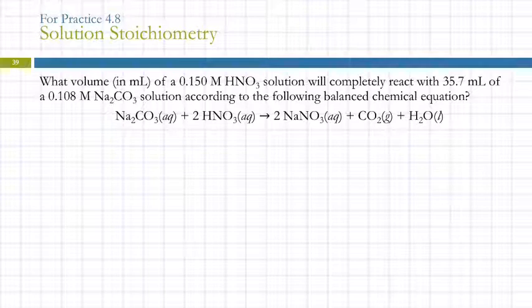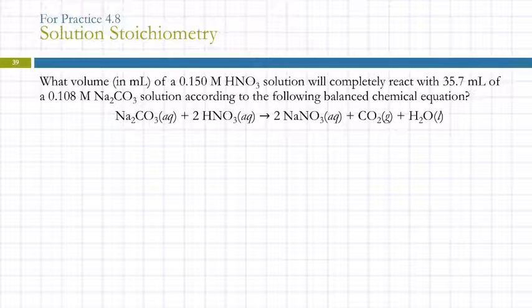So here's an example. What volume in milliliters of a 0.150 molar nitric acid solution will completely react with 35.7 milliliters of a 0.108 molar sodium carbonate solution according to the following balanced chemical equation. This reads more complicated than the mass-to-mass stoichiometry calculations. But it's actually easier because we don't have to calculate much of anything. We don't have to calculate molar masses. So I'm going to read through the problem again, picking out the numbers, using my equation to organize them.